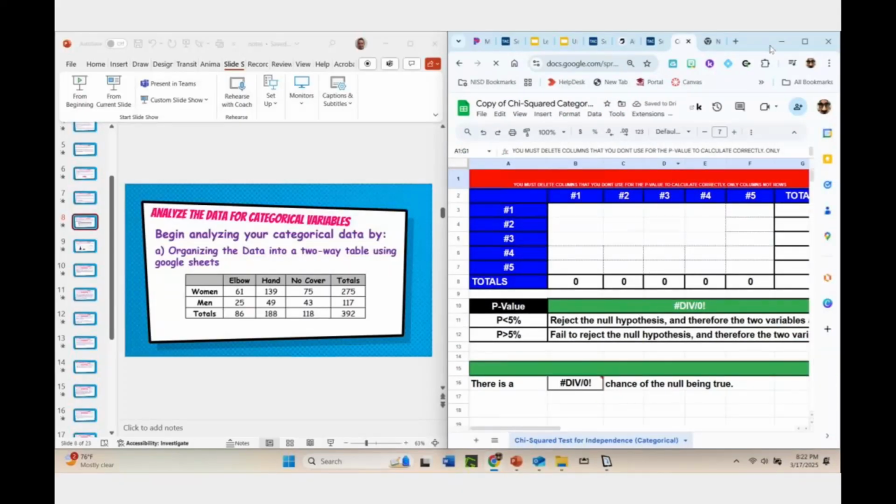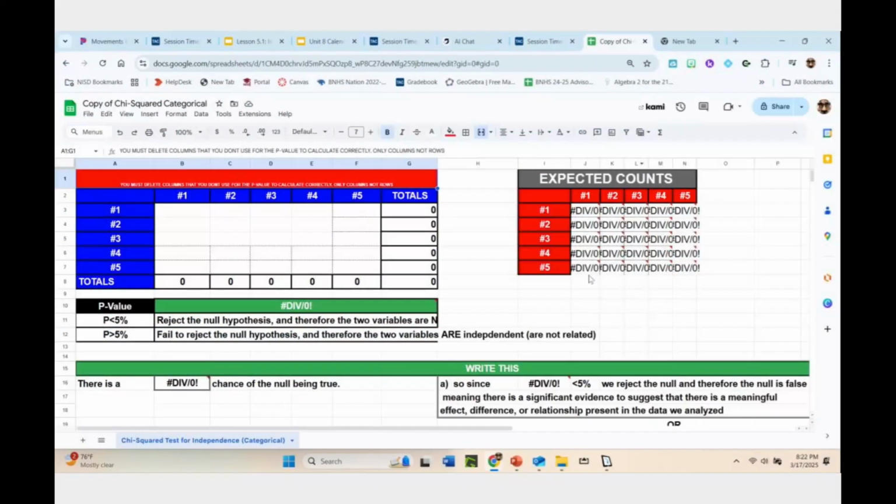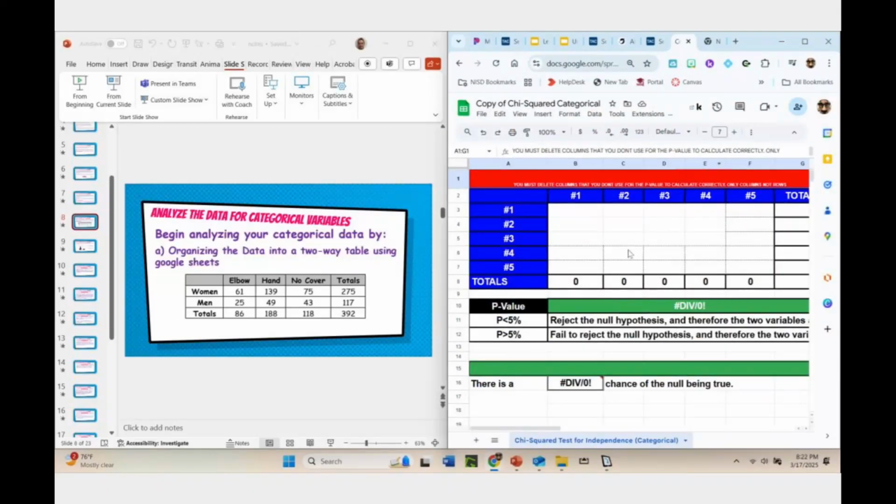And you'll get something that looks kind of like this. It has all this stuff in here. For starters, we have elbow, hand, and no cover. So I'm just going to enter this stuff in. I don't need to worry about calculating totals, but I'm going to enter in my men and women. I don't need to rename these categories. This is just for my test. So I'm going to type this in exactly as I see it, but I'm not going to type in any totals. Notice 86 right here correlates to this 86 down here.